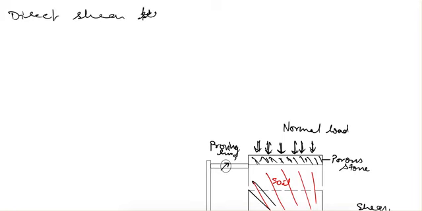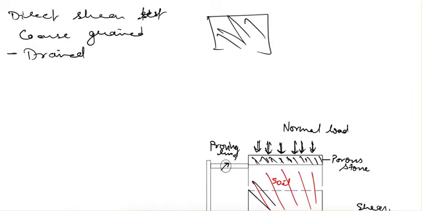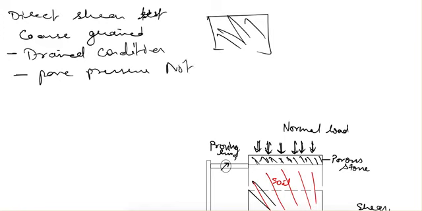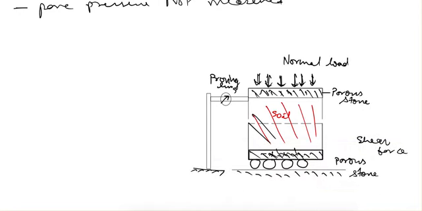So this test is conducted for coarse grained soils, and all the time only drained condition should be there, or if the soil is drained in the field, so that condition only we can simulate in this test, because pore water pressure cannot be measured, pore pressure not measured. So this is the test condition.